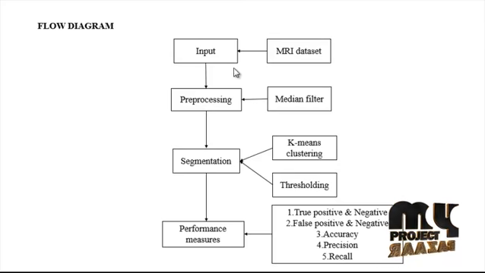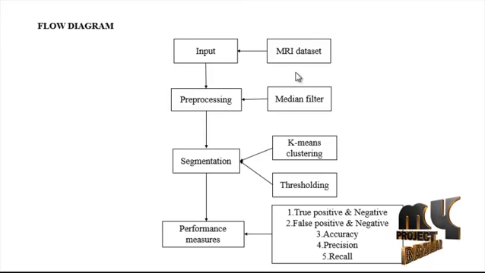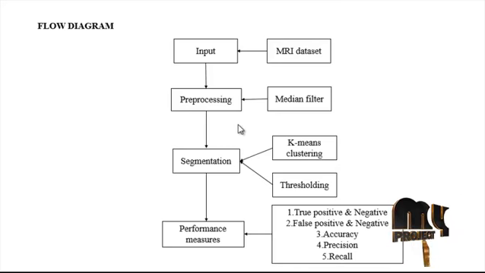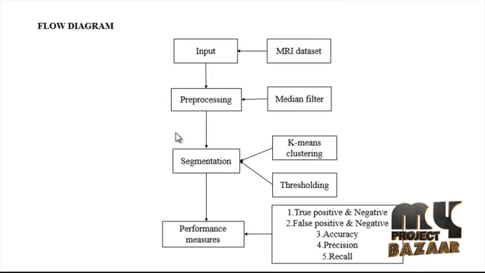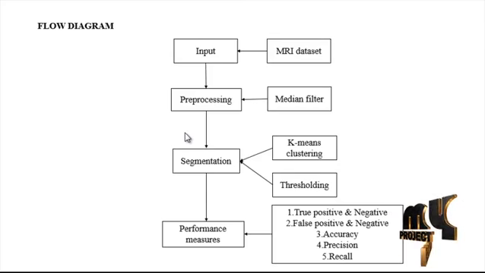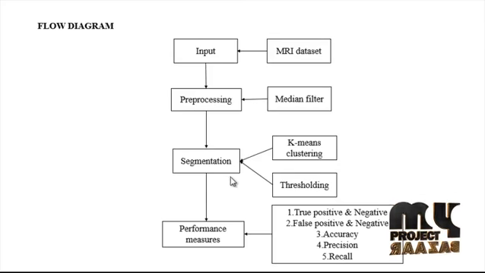As the input image, we take the MRA dataset, which is a brain extraction of the input dataset. On this input, the pre-processing is applied. In the pre-processing step, we use the median filter. By using the median filter, the image is smoothed, and then the process goes to the clustering. By using the k-means clustering concept, the skull region is removed, and then comes the segmentation.